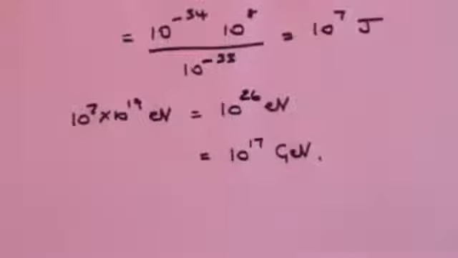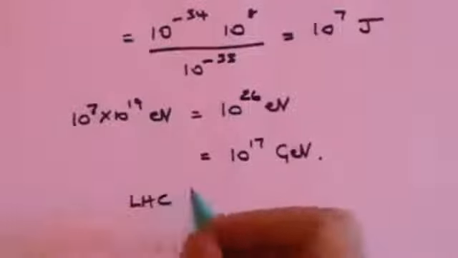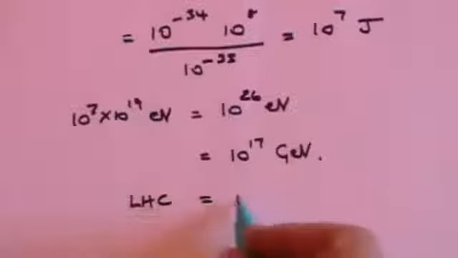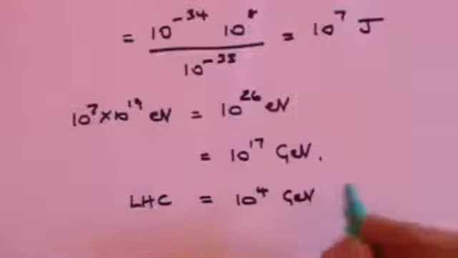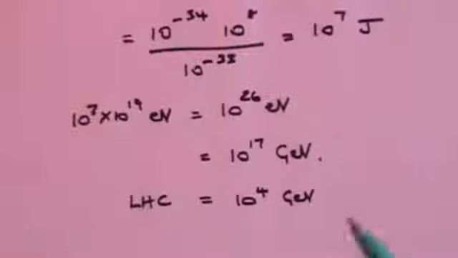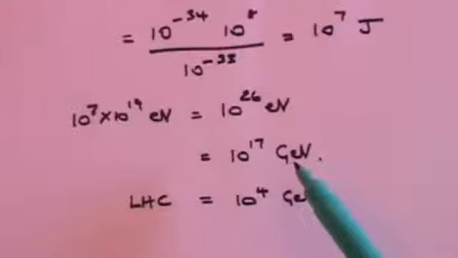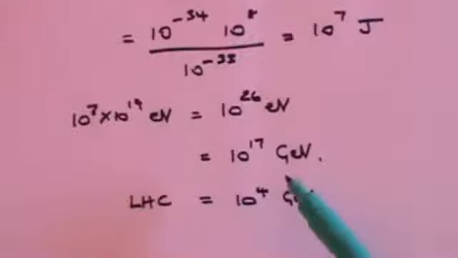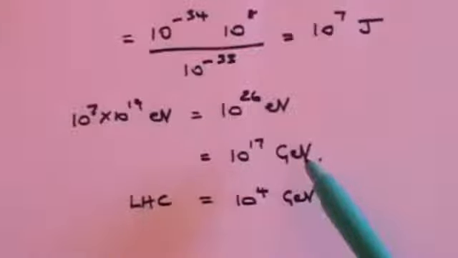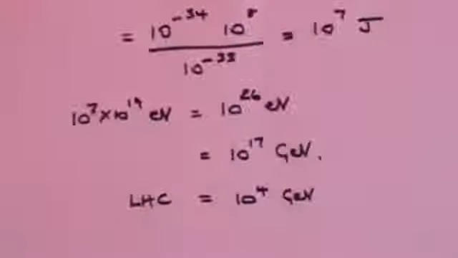Now, if I tell you that the Large Hadron Collider, when it's working at its peak, will have something of the order of 10 to the 4 GeV, you can see that it's a long way short of the 10 to the 17 GeV that I have calculated, which would be the conditions fractionally after the Big Bang. In fact, if you do the calculations, you often find that the energy is calculated at more like 10 to the 15 GeV, but look, what's a couple of orders of magnitude between friends?